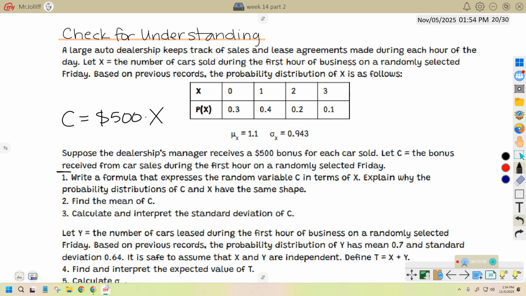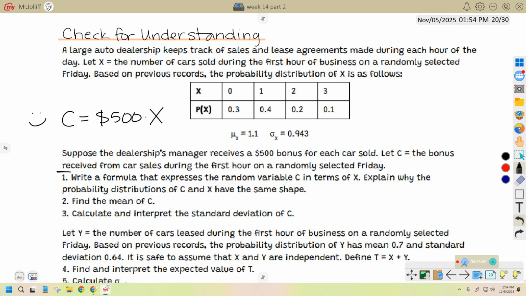You will notice I did that before I even started reading what the questions are, because I can't answer questions about C until I know what it looks like in relation to X. I have to know what the new looks like in terms of the old before I touch anything else. All right, number 1, write a formula that expresses the random variable C in terms of X. Hey, we just did that because that should always be the first step in these kinds of problems.